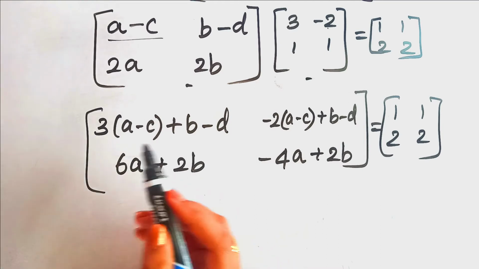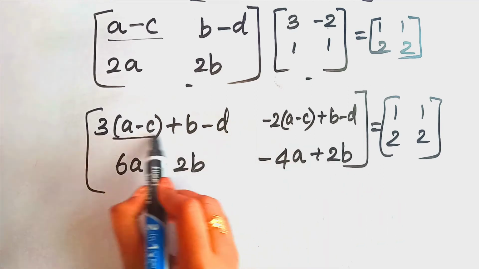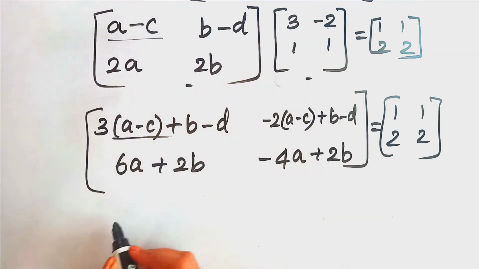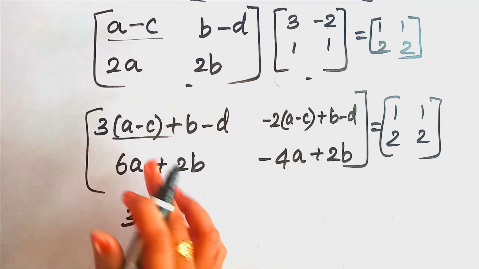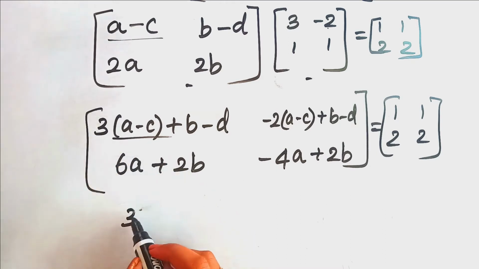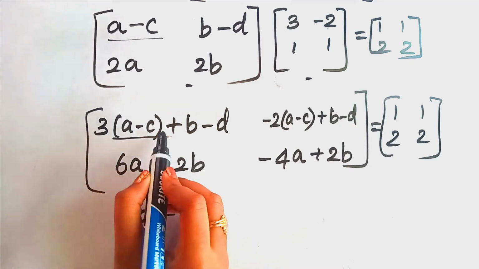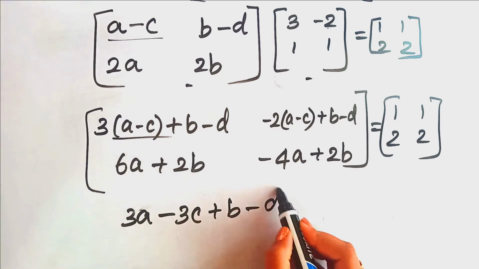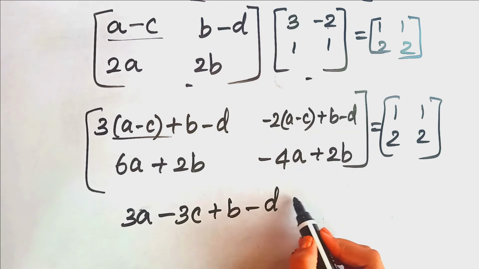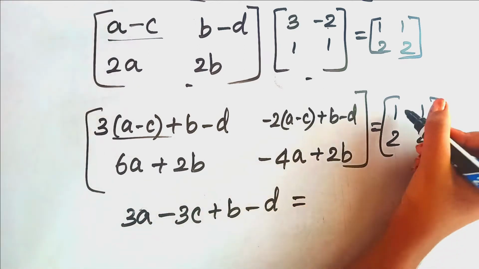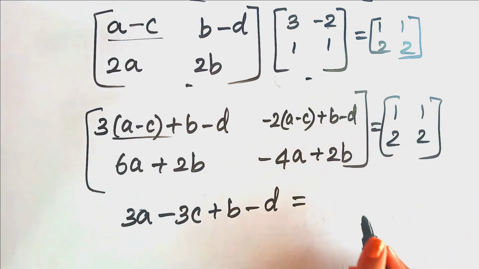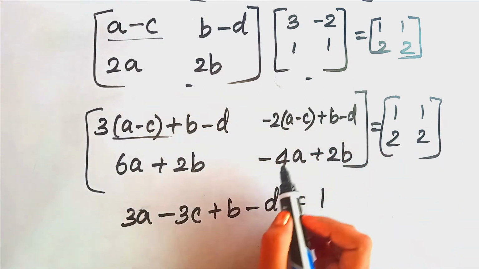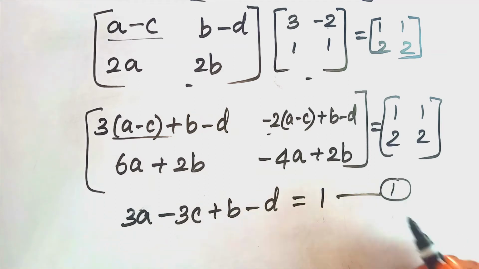So for that, first let's take the first row and first element here, which is 3 into A minus C. Let's multiply that inside. So 3 into A it will be 3A, minus 3 into C it will be 3C, and then plus B minus D. Here there is an equal to sign, and the first row and first element is 1, right? So we equate this separately, and let's take this as equation 1.